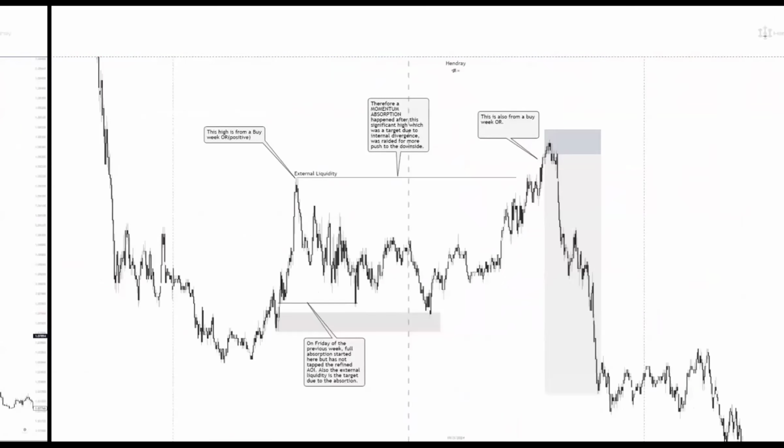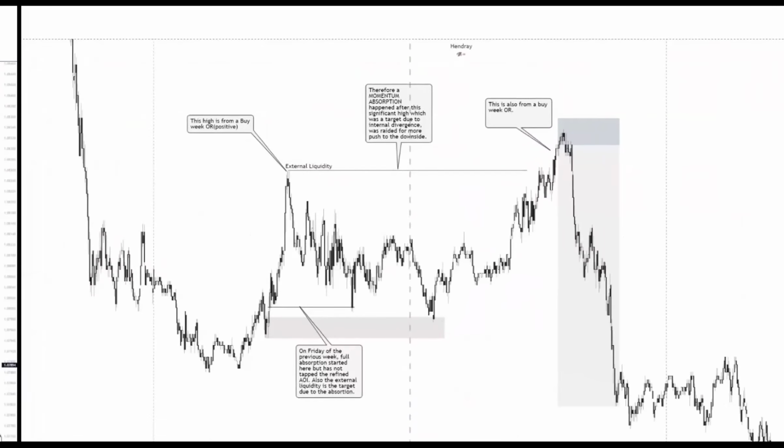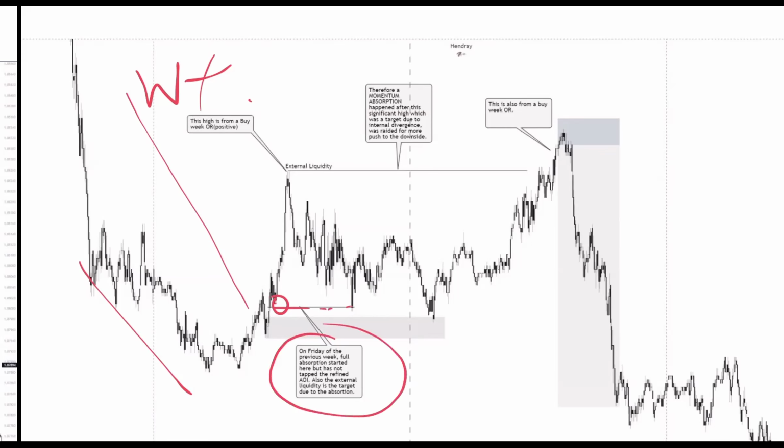Let's look at another case scenario. Look at this very well. I use this particular area under exhaustion absorption as an example as well. From the previous week, all these aggressors that reach here are still W plus. Intraday wise, an external divergence happened internally here. Look at it. Here, this particular low, there was full absorption of this low that started on Friday of the previous week, but it has not tapped the refined AOI.